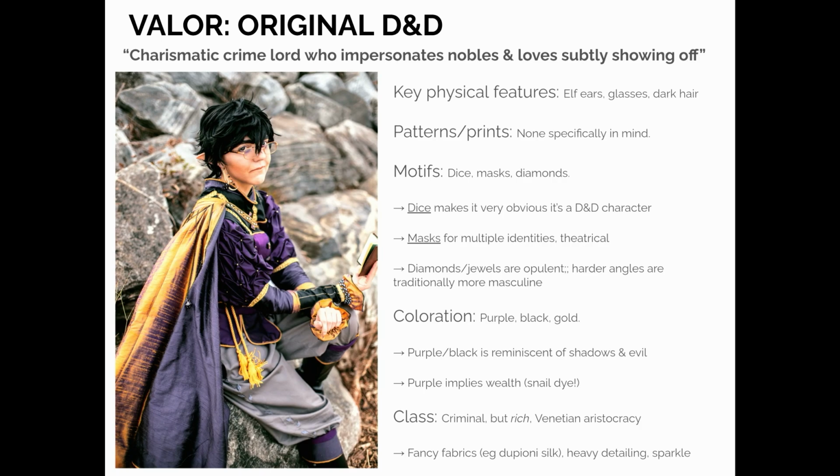Yes. We got our purple, blacks, and golds, those different colors that you guys picked out as well. Purple also implies wealth with snail dye, which is one of my favorite stories from the history section. We'll get there. And the class, like criminal but rich, the Venetian aristocracy. We have our silk. I spent so much money on real silk. It was worth it. I would do it again. I need you two to not let me do it again. I'm gonna do it again.